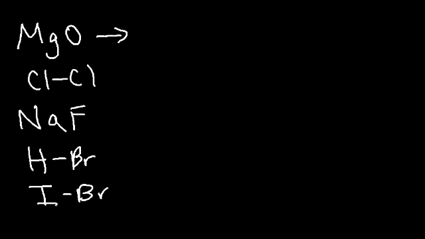Magnesium is a metal. Metals exist on the left side of the periodic table. Nonmetals exist on the right side. The nonmetals are on the upper right side. The metals are on the lower left side. So magnesium is a metal, and oxygen, which is on the upper right side of the periodic table, that's a nonmetal. So this is going to be ionic.